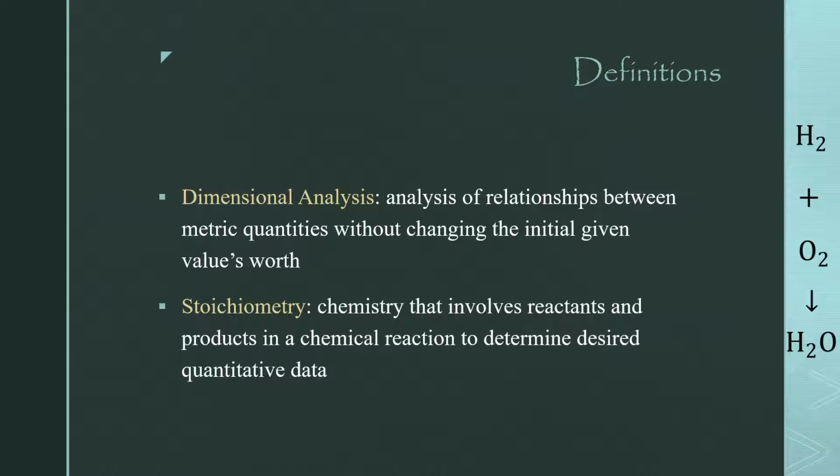Next is stoichiometry. Stoichiometry is a section of chemistry that involves using relationships between reactants and/or products in a chemical reaction to determine the desired quantitative data.